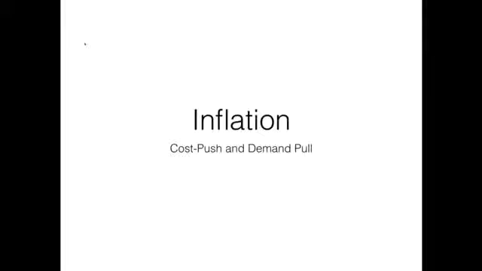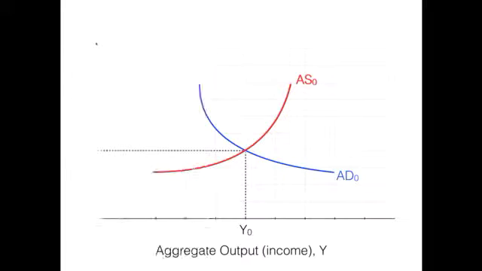In this video, we're going to take a look at inflation, in particular two different ways that inflation could occur in the macroeconomy. The first we're going to look at is cost push and demand pull. We're starting out with an equilibrium in the macroeconomy, where aggregate demand and aggregate supply intersect one another.